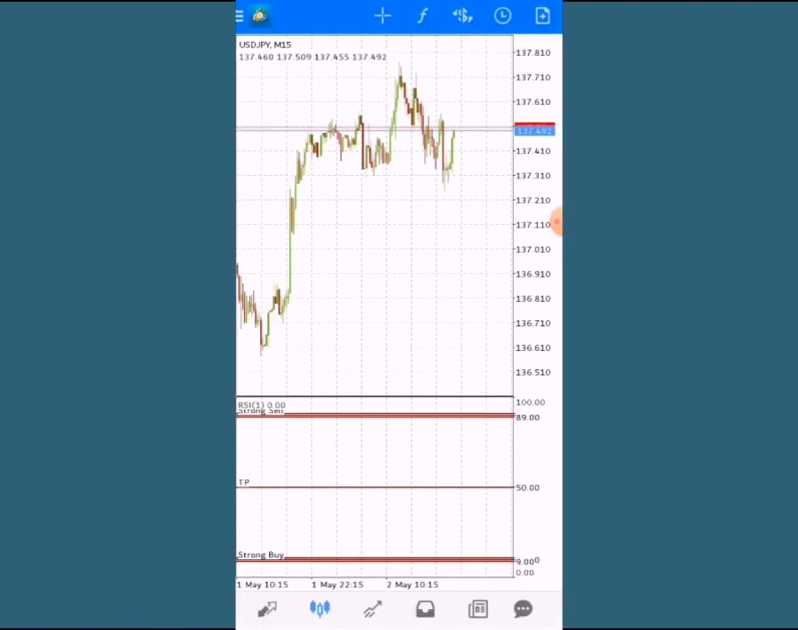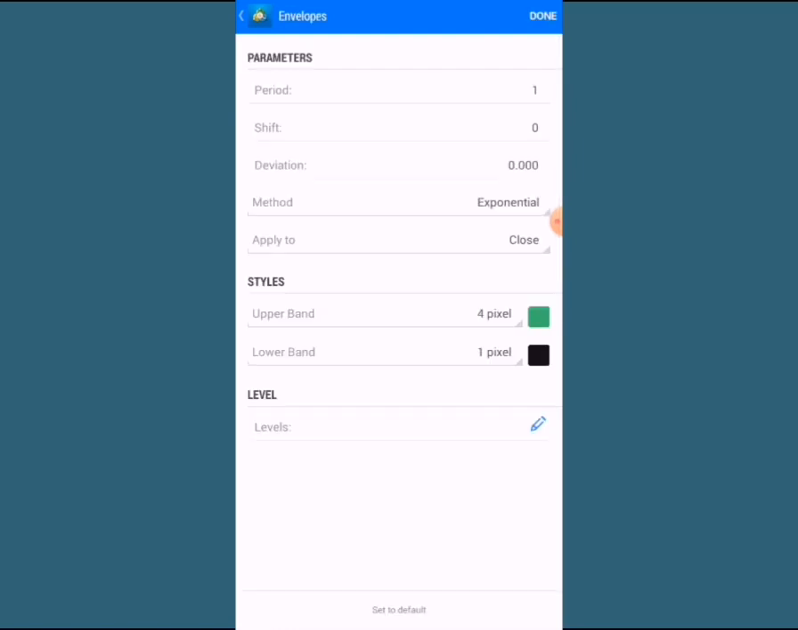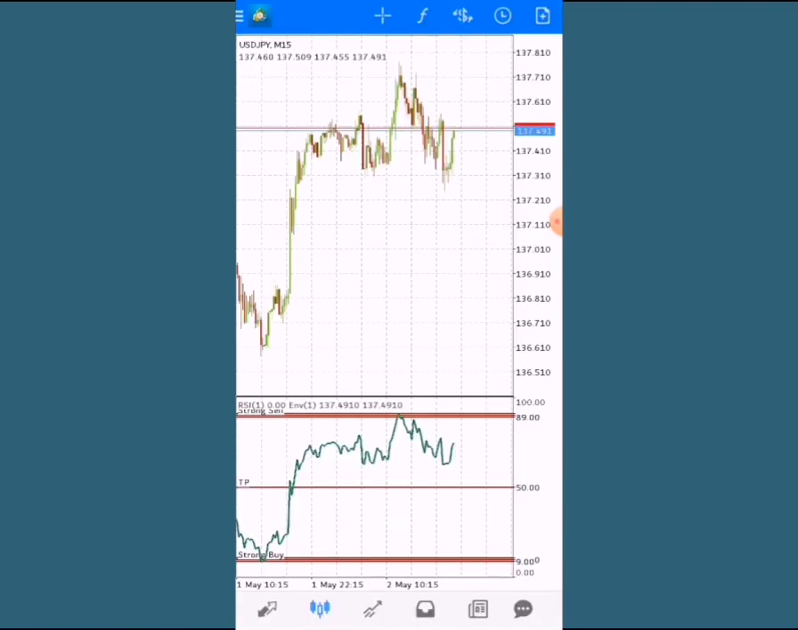This is what you are going to have on the RSI. Go back again, and you are going to add the moving envelope. Go to indicator window 1, and you go to envelopes. If you've been following me, you should know the settings for my moving envelopes by now. Just copy what you see on the screen and then you click done. That's it. That's all you need.